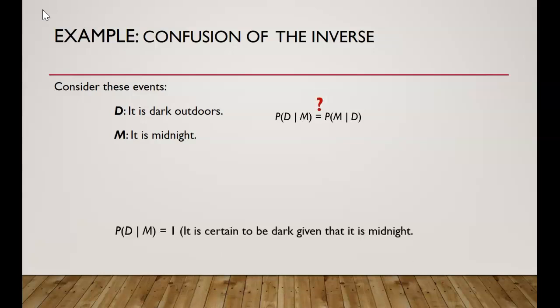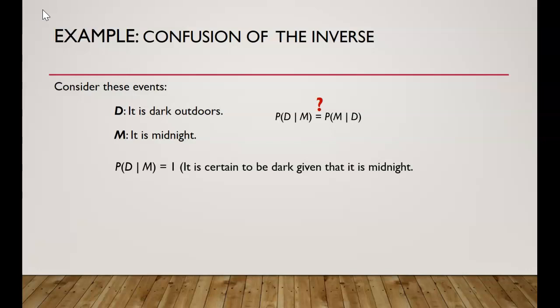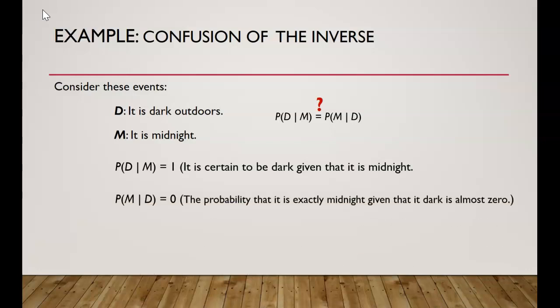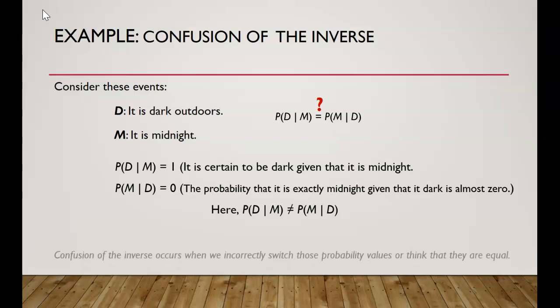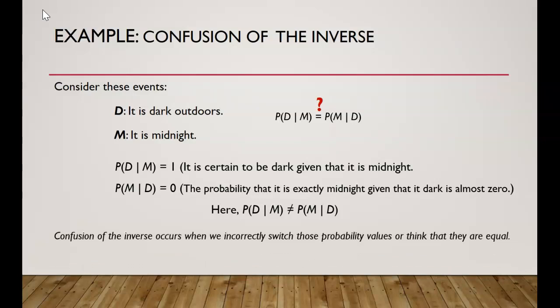Well, let's see. Probability that it's dark outside given it's midnight is equal to 1. It is certain that it is dark outside given that it is midnight. The probability that it is exactly midnight given that it's dark outside is almost 0. Therefore, P of D given M is not equal to P of M given D. Confusion of the inverse occurs when we incorrectly switch the probability values or think that they're equal.